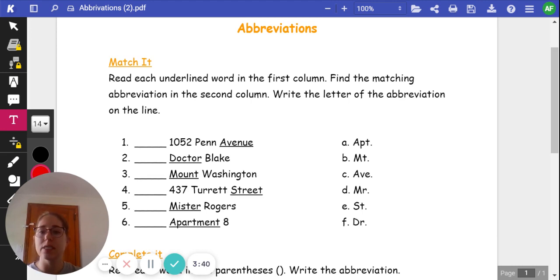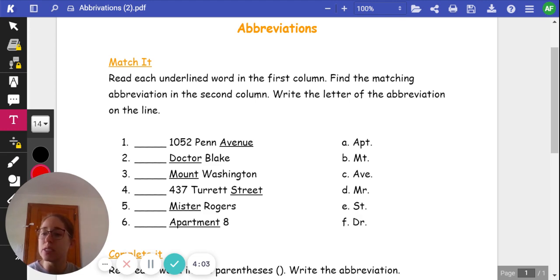For our practice today, we are going to be starting with matching the word to its abbreviation. Our directions are to read each underlined word in the first column, find the matching abbreviation in the second column, and to write the letter of the abbreviation on the line. We'll do numbers 1, 2, and 3 together, and then you may do 4, 5, and 6 on your own.